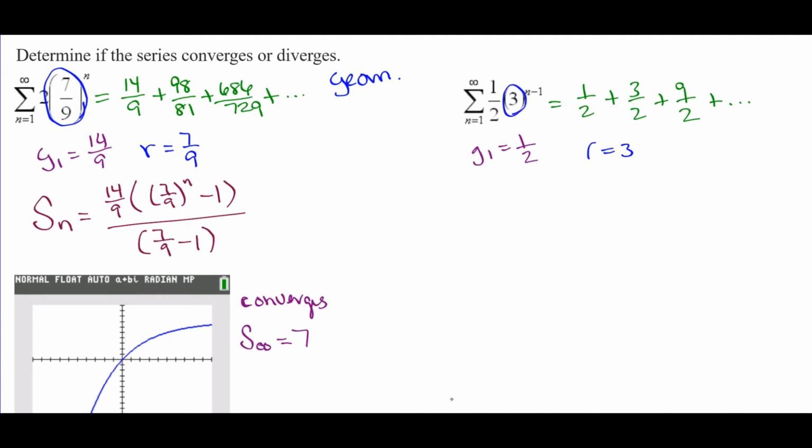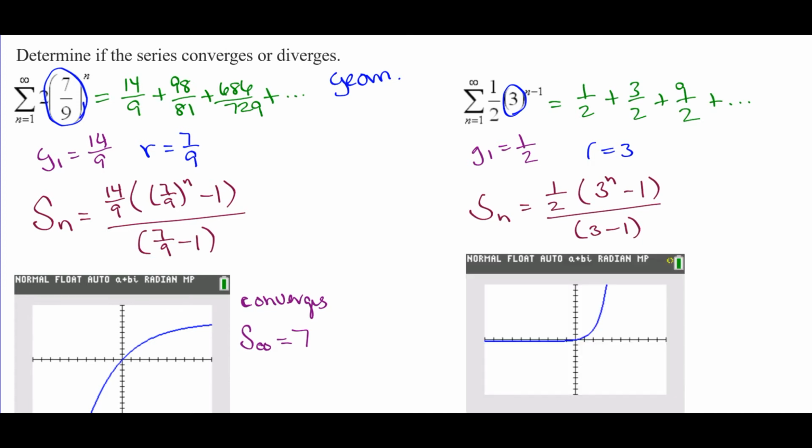So I'm going to write that finite summation formula. S sub n equals 1/2. You could use 0.5 if you prefer. 3 to the n minus 1 over 3 minus 1. And again, I'm going to look at this graph. Taking a look at this graph, what we can see is that as we move out to the right, this graph is just going up forever, which means it's divergent.